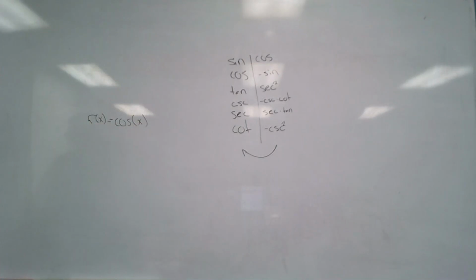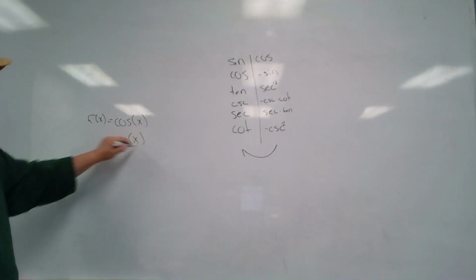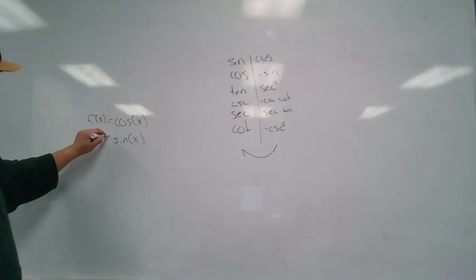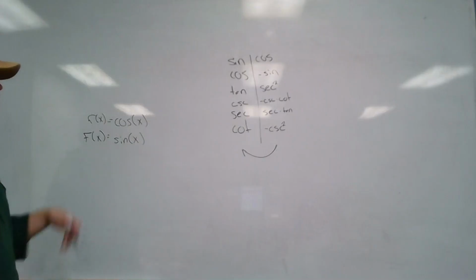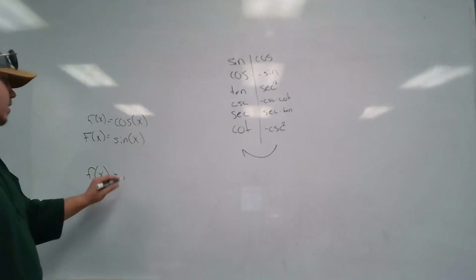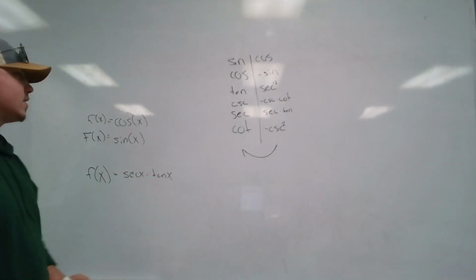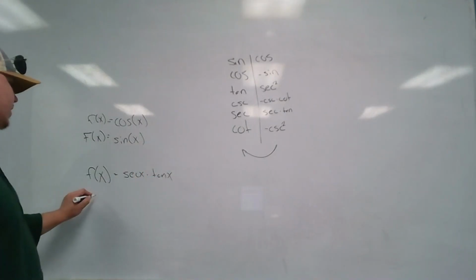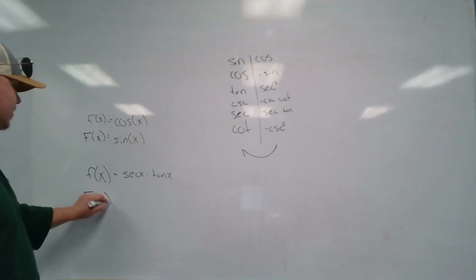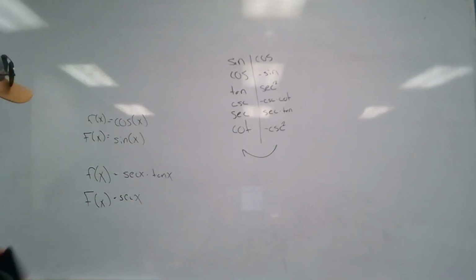What is the antiderivative of cosine x? Obviously, it's going to be sine of x. So big F of x is equal to sine of x, the antiderivative. Now we can do, I don't know, secant times tangent, where f of x equals secant of x times tangent of x. What's the antiderivative of that? I can say, oh, that's just secant x. Easy. Still not too difficult.